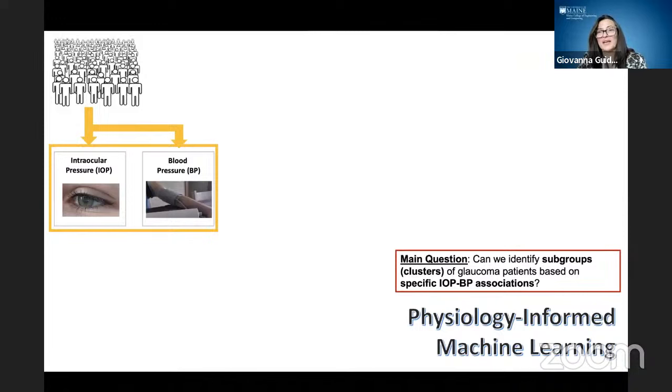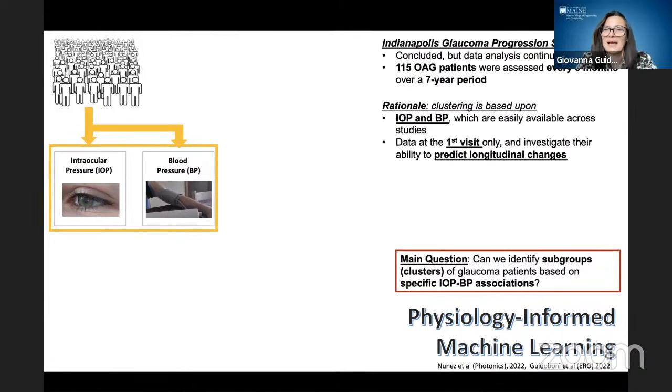If we could connect those measurements with how we progress in the disease, say 4 years down the road, that would be amazing, because these measurements are really widespread in every clinic. So the work that I will present now is related to a particular clinical study, the Indianapolis glaucoma progression study, where 115 patients were observed over a 7-year period.